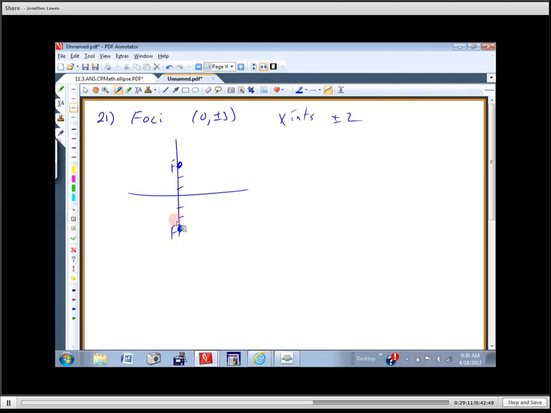X-intercepts are plus and minus 2, so that means it crosses right here. We could call those vertices if you want. Sometimes it'll only say the vertices are at the endpoints of the major axis, but that's fine. These are points on the ellipse. Well, wait a minute. Where's the center? 0, 0. x squared over something plus y squared over something equals 1. Do we know either of these numbers?